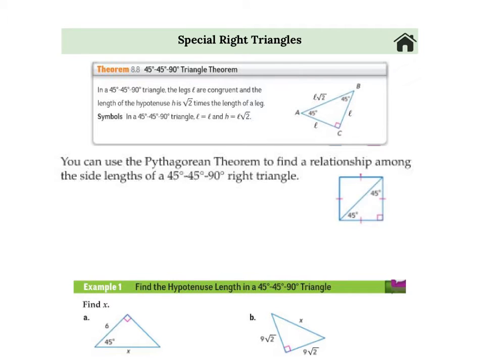We're going to be talking about special right triangles. So today and tomorrow we're going to go over special rights. Today specifically we're looking at the 45, 45, 90.